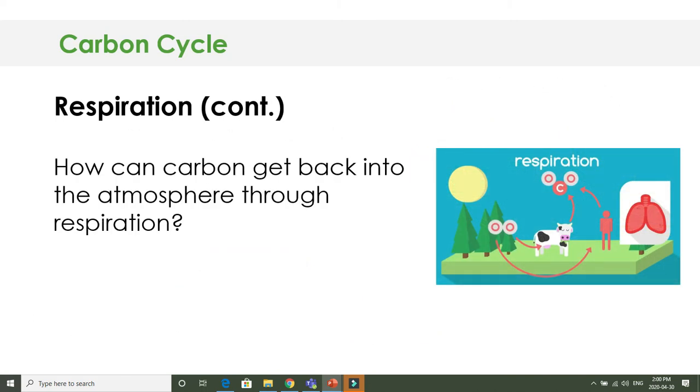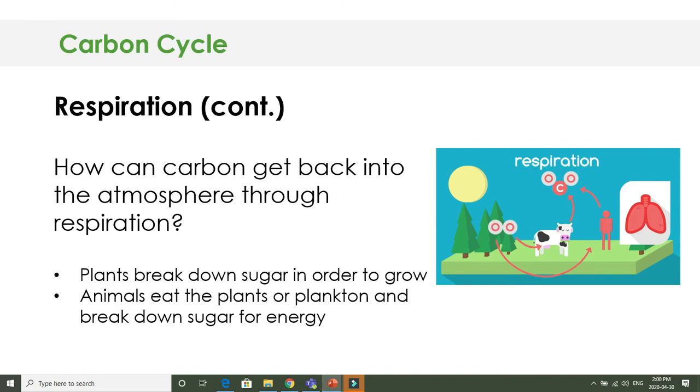A little bit more about respiration. How can carbon get back into the atmosphere through respiration? How does that happen? Plants break down sugar in order to grow, and animals eat the plants or plankton and break down sugar for energy. So we have a little thing here, oxygen, and then us and this cow breathing out CO2.